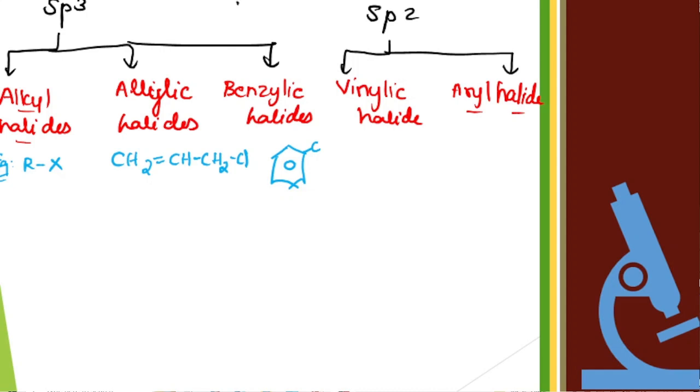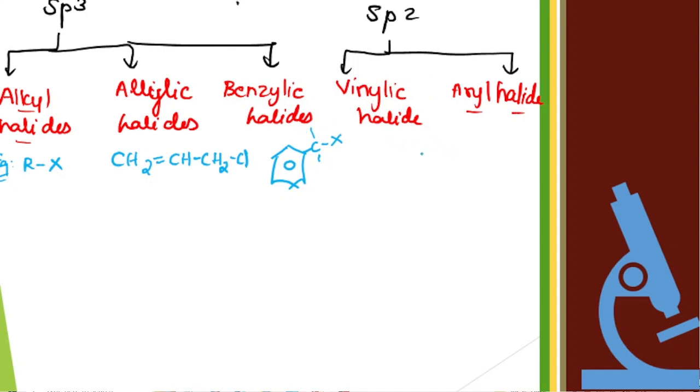So it will not be directly attached. See how it is attached. Carbon will be there. To the carbon, one halogen group will be attached. So other bondings with hydrogen it will be having. Clear? This is your benzylic halide.